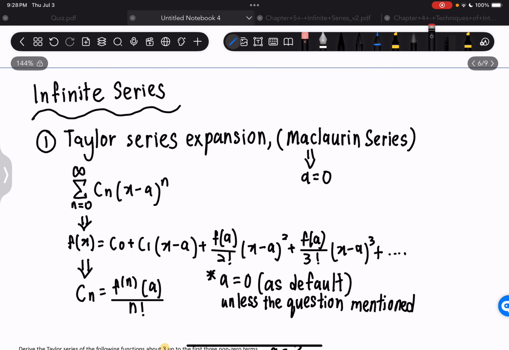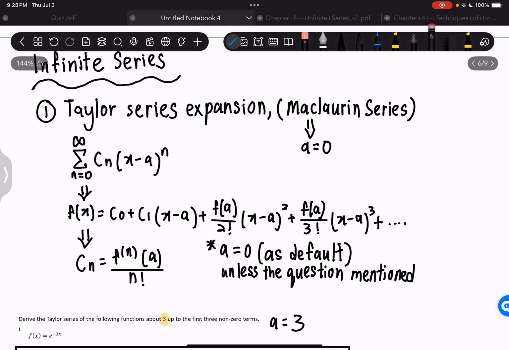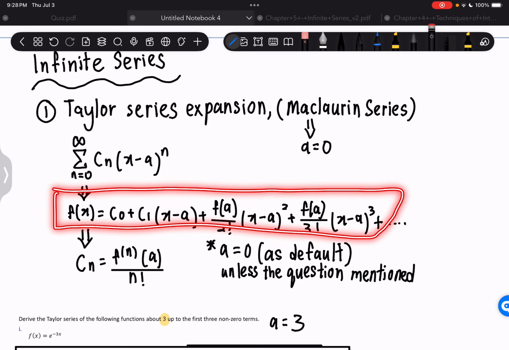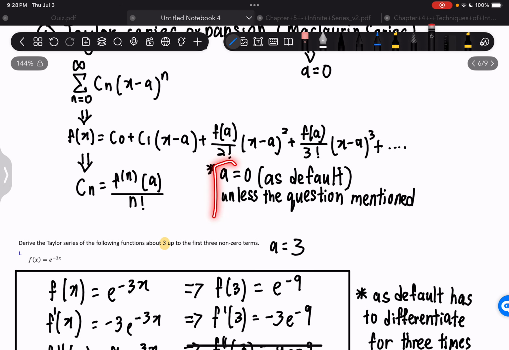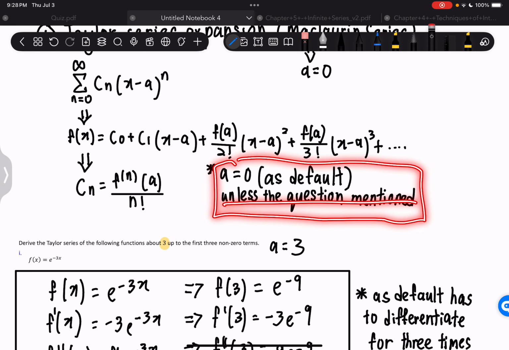So I'm going to talk about Taylor series and Maclaurin series. Basically both are the same, and the only difference is the value of a. Maclaurin series is when a is equal to 0, while Taylor series is when a is not 0. This is how the Taylor series looks. And a is basically 0 unless the question mentions otherwise.